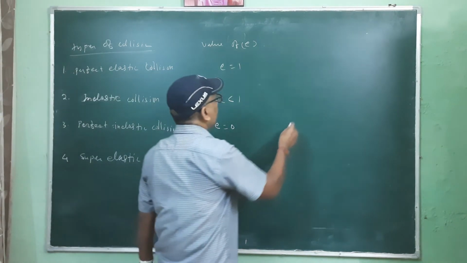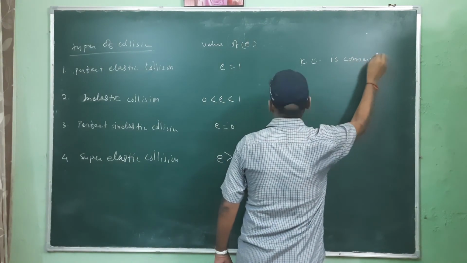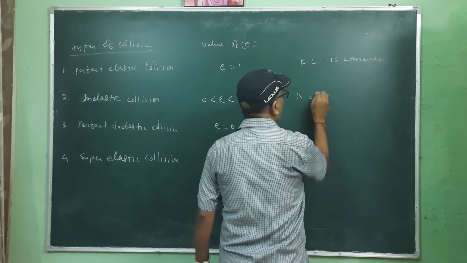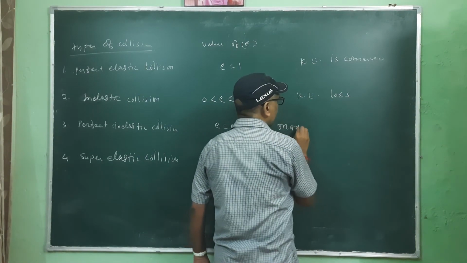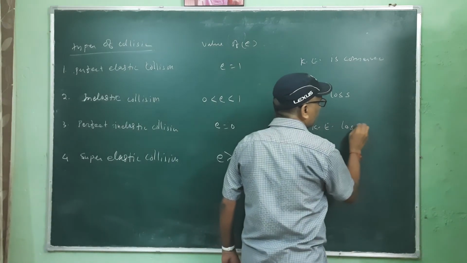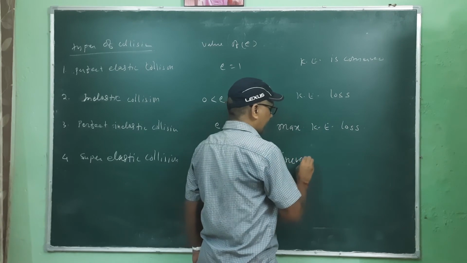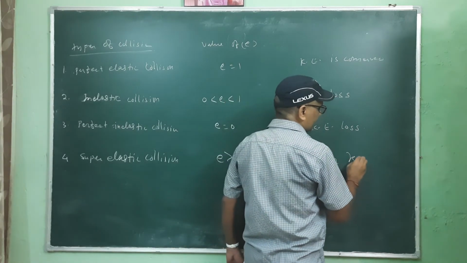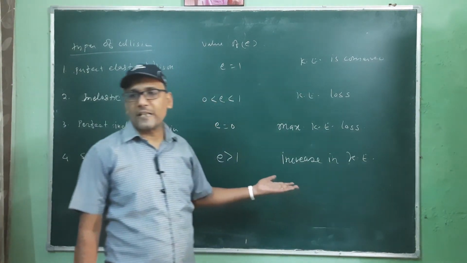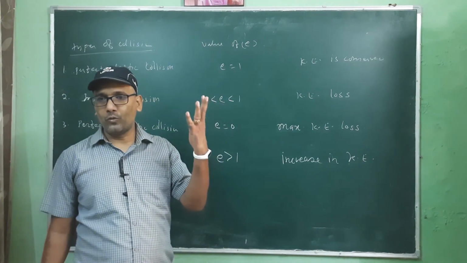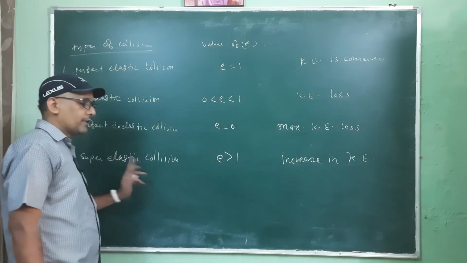So one can write this here: kinetic energy is conserved, and here there is a kinetic energy loss, and here maximum kinetic energy loss. And in this case there is an increase in kinetic energy. These are the general cases. ये increase in kinetic energy, this is the case of explosion, bomb blast होना. So in explosive cases, kinetic energy increases, and that is that superelastic type collision.